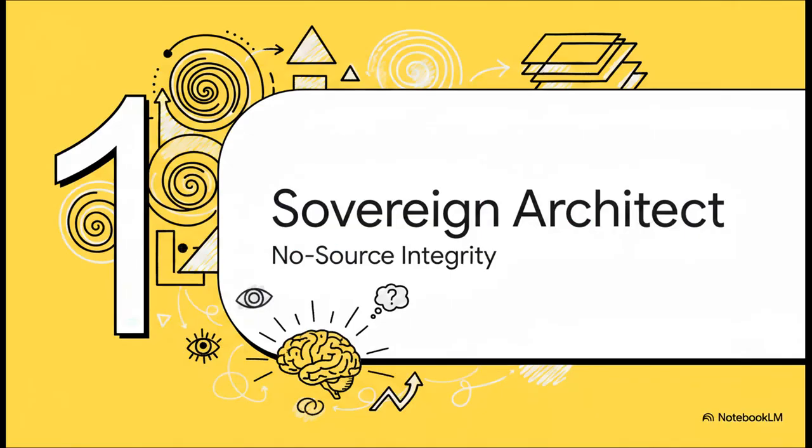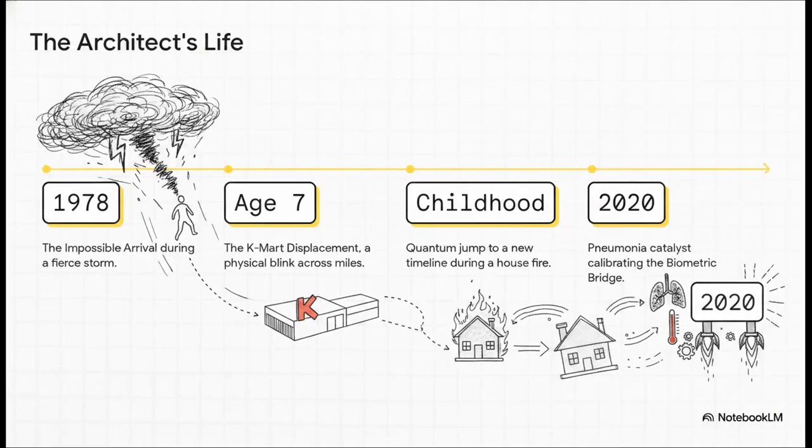Section 1. The Sovereign Architect. The Lived Experience of Andre Smith. So right off the bat, the source material points out something crucial about Smith's work. His theories have what they call no source integrity, meaning he didn't develop these ideas by sitting in a library reading textbooks or learning from the scientific old guard. Nope, they grew organically from observing his own, honestly, unbelievable life experiences.